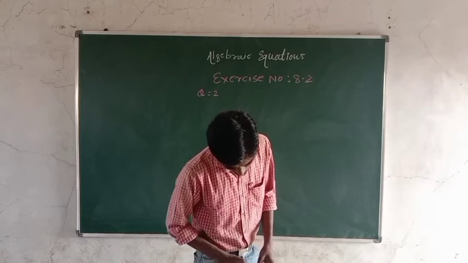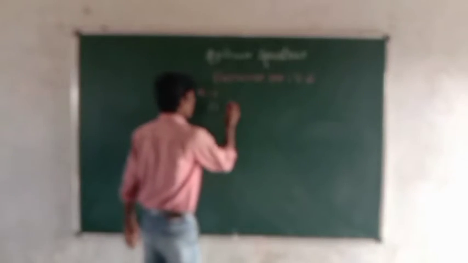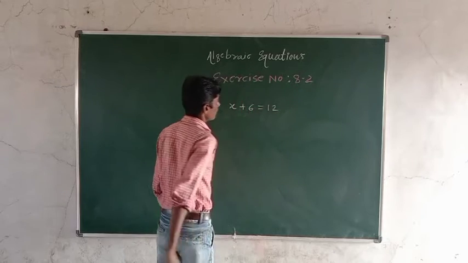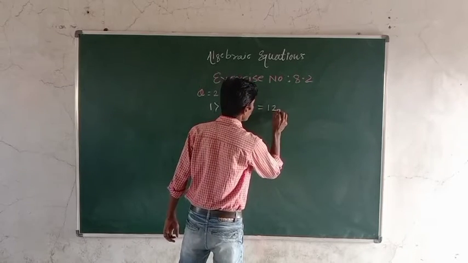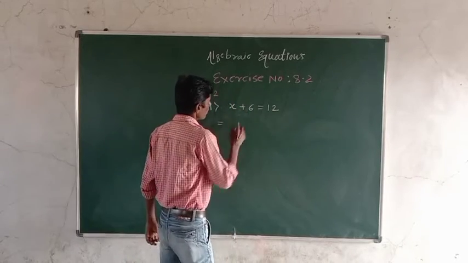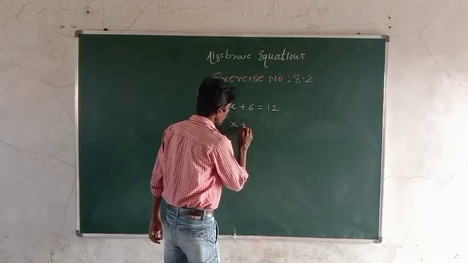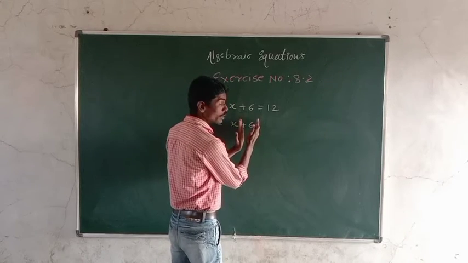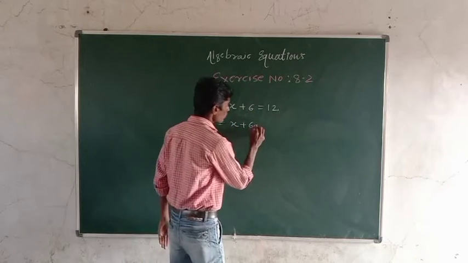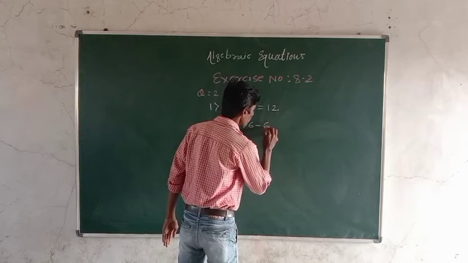So the first question is x plus 6 is equal to 12. And we have to find out the value of this x. So for that, this is the addition of x and 6. So x plus 6, and we have to remove this 6 from the left hand side. So we have to subtract this 6.